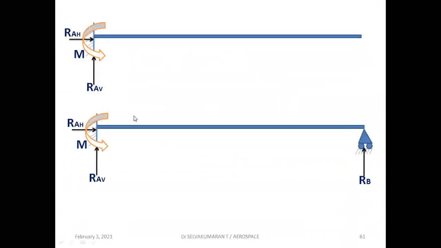Now let us go to the next, the cantilever beam, where one end is fixed and the other end is free. So here one vertical reaction, one horizontal reaction, and one moment is acting. So 3 unknown reactions. Again these 3 unknowns are equal to the 3 static equilibrium equations. So I can call the cantilever beam a statically determinate beam.